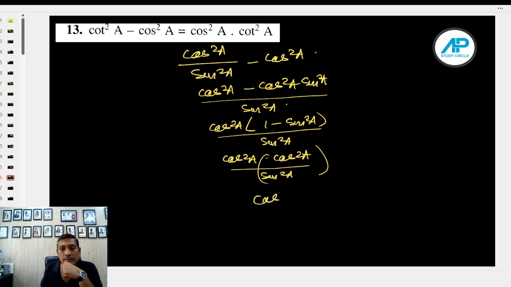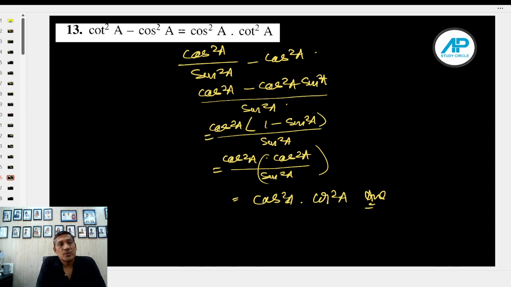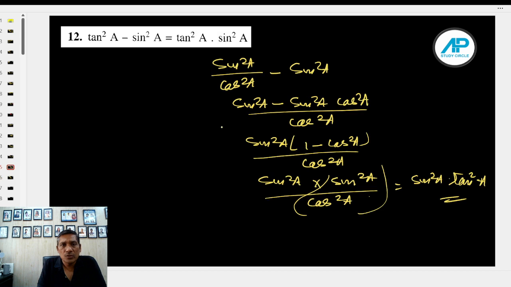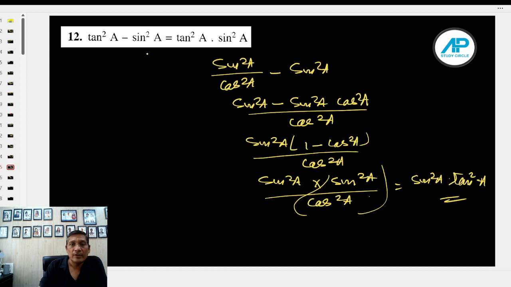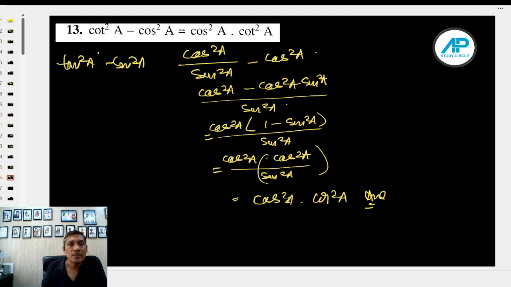This is cot square A. So cot square A minus cos square A is cos square A into cot square A. See, the questions are almost same. Compare these two questions. Here it is tan square A minus sine square A, and we were asked to prove it equals tan square A into sine square A. Here it is cot square minus cos square. I'm proving it as cos square into cot square. So they're almost same kind of question.